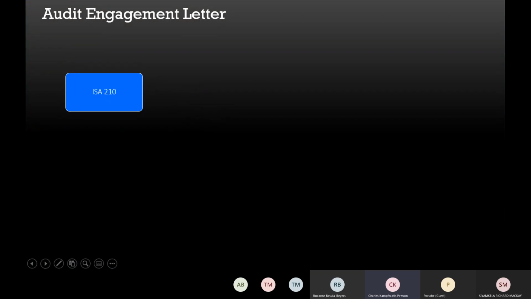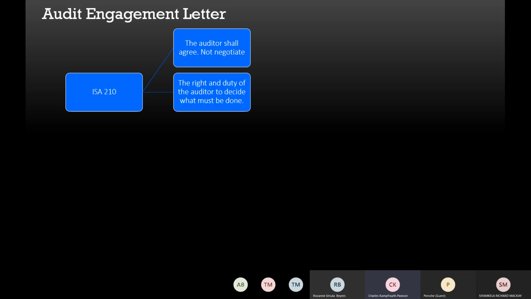So it is mainly governed by ISA 210, and it basically says the auditor shall agree, not negotiate. So in other words, what I've summarized there is that the audit engagement letter is a letter that you give to the company that you're going to audit, stating everything that you are going to agree upon. The auditor and the auditee, what you guys are going to agree on. But when we say that, we by no means mean it's a negotiation. It is still the right and duty of the auditor to decide what must be done.